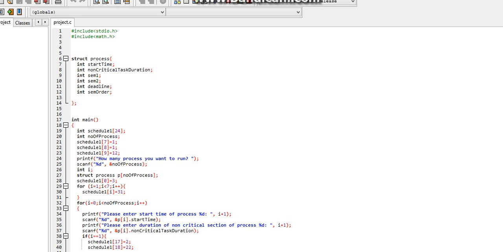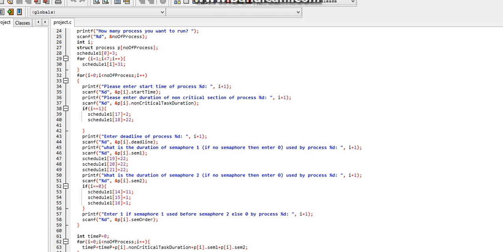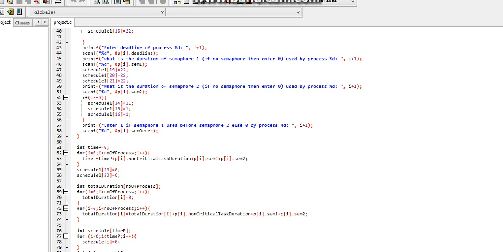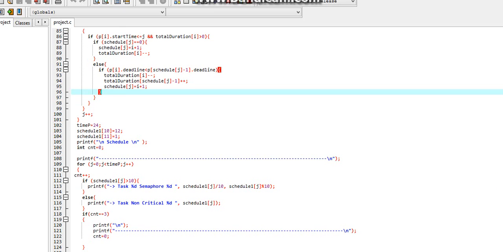Let's see the implementation of SRP with DM. We have taken a struct process, which holds information about the start time and semaphores used. Our code is for two resources, that is two semaphores, which are to be shared among some number of processes, which is user dependent. We will see that within a second in an example. This is the code, and let's see the implementation part.